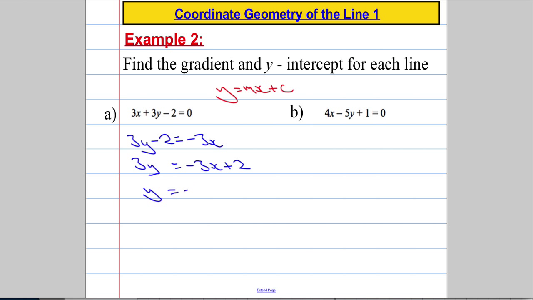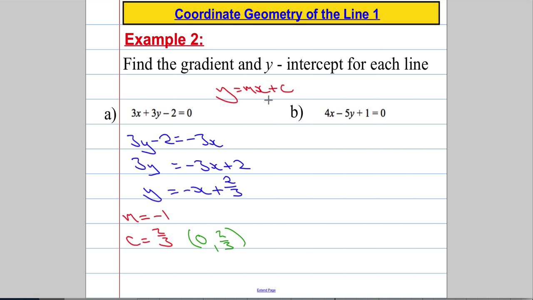So y will equal negative x. Negative 3x divided by 3 is negative x. And then rather than trying to write this down as a decimal, much easier to keep it as a fraction, 2 over 3. So we divided everything by 3. Hence, I can read off that the gradient m must be equal to negative 1, the coefficient of x, and c must be equal to 2 over 3, which means that the intercept, the point where it crosses the y-axis, is (0, 2/3).